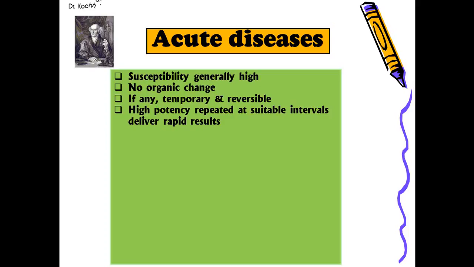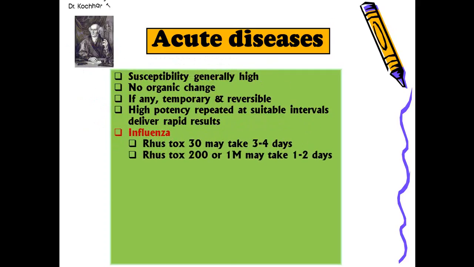Secondly, the prescription in acute disease can be more accurate because the symptoms are fresh in the mind of the patient. He tells the symptoms himself, they are prominent, they can be verified, they can be objectively checked. So as a result, your matching of symptoms will be more. So that is what they say, the higher the similarity, the higher the potency. The higher the susceptibility, the higher the potency. So high potency repeated at suitable intervals. Example is of say viral, that is influenza.